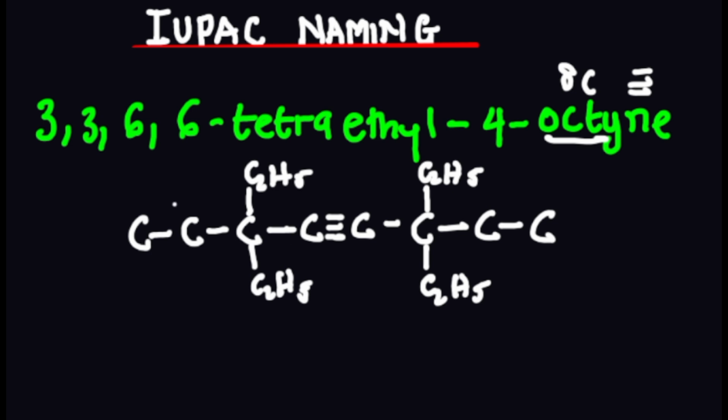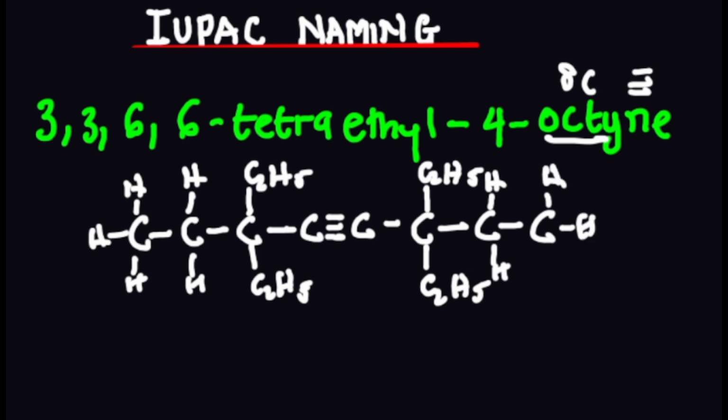Then I'm going to fill the rest with what? Hydrogen. So we're going to have hydrogen here, hydrogen here, hydrogen here, hydrogen here. Hydrogen is going to be here, right? Then at the same time, we're going to have hydrogen here, hydrogen here, then hydrogen here, and hydrogen here. So this is basically 3,3,6,6-tetraethyl-4-octyne.